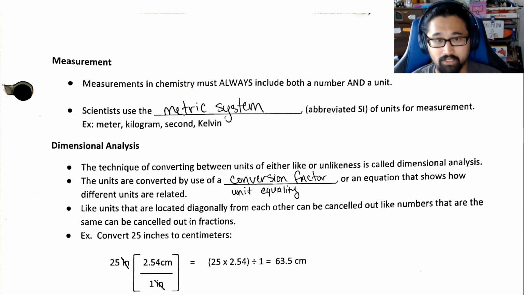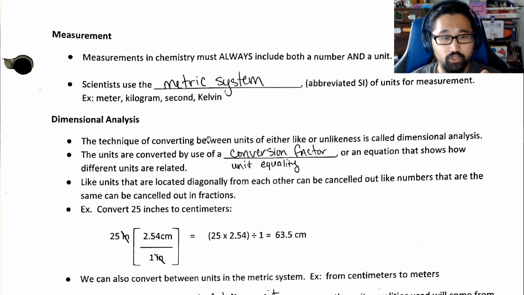So things like the meter, the kilogram, seconds, Kelvin. One thing that isn't here that y'all may want to take note of is the liter for liquids. So liters is our standard instead of gallons, right? But yeah, we use the metric system. Please, please, please, please, please, always have a number and a unit. They go together, right?